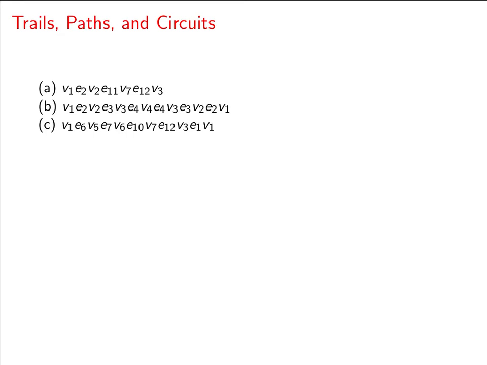Okay, here are the 3 walks that I'm presenting. I would like you to try to determine what properties these walks have. Are they paths, circuits, and so on? You may want to pause the video while you work out for yourself the answers.